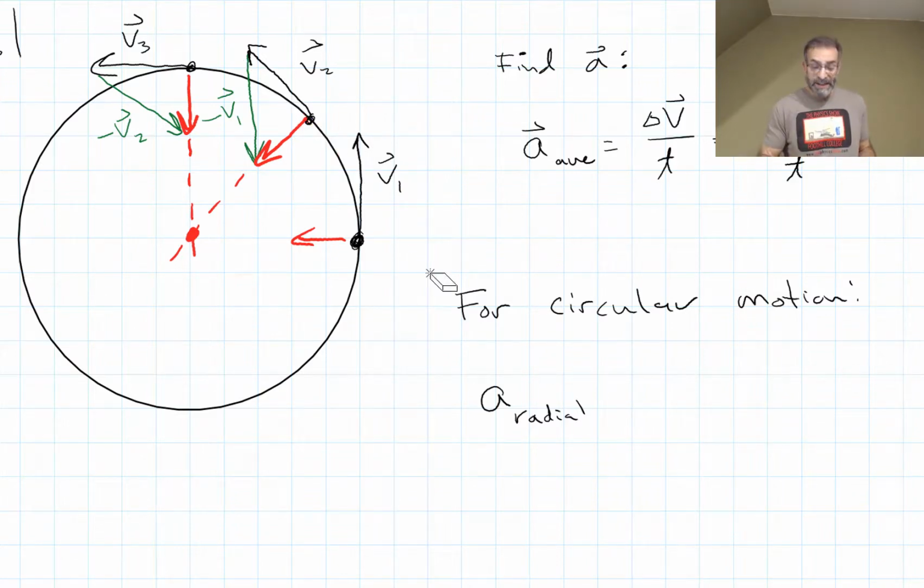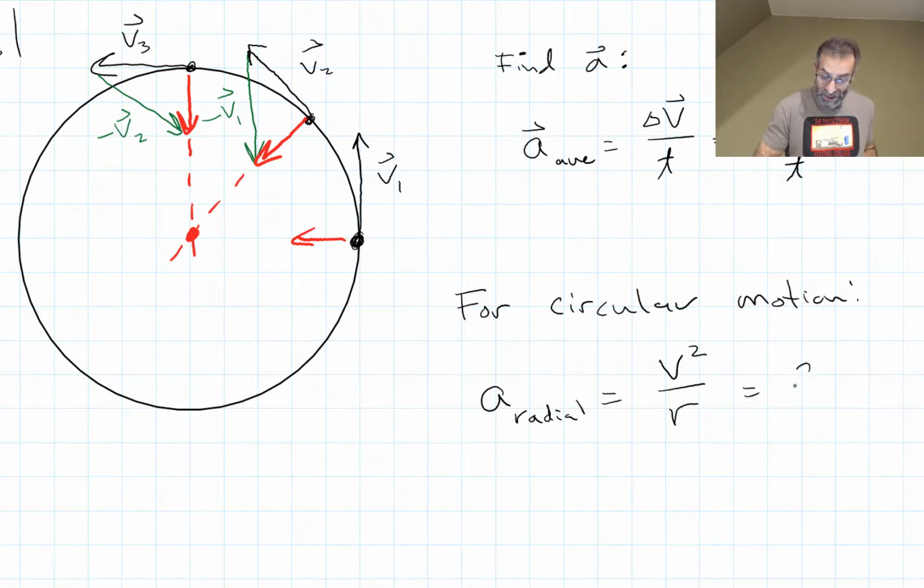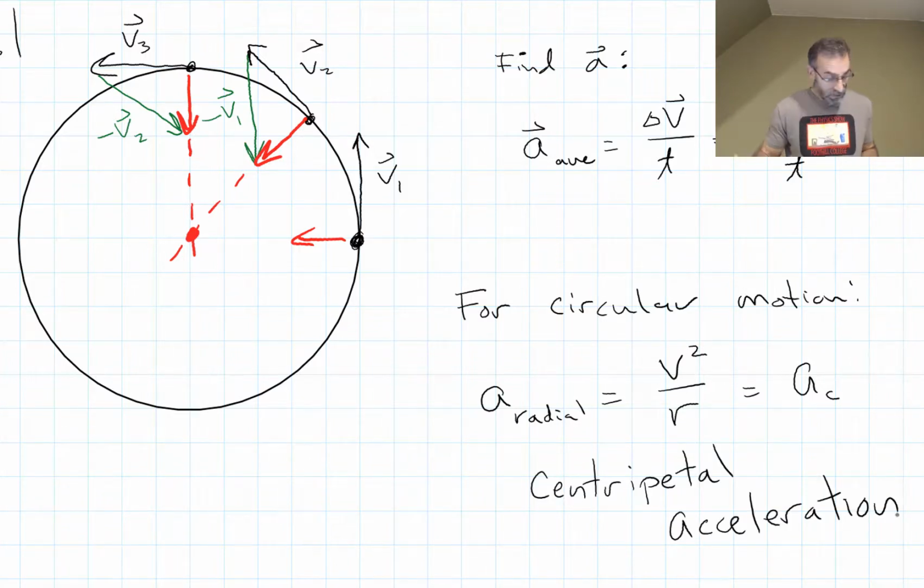The acceleration in the radial direction is equal to a special value, v squared over r. And we call that the centripetal acceleration. That's the acceleration of an object moving in a circular path. And what's the direction? Toward the center of the circle.